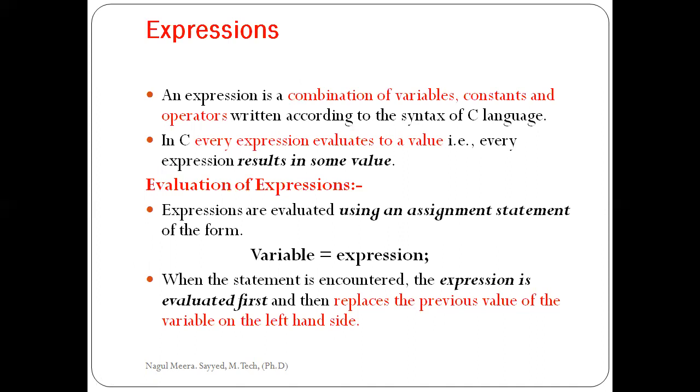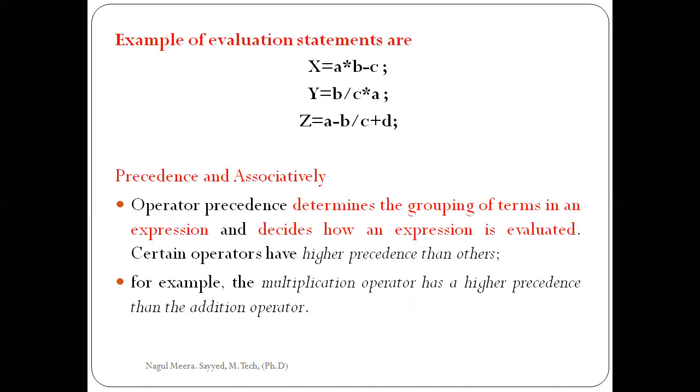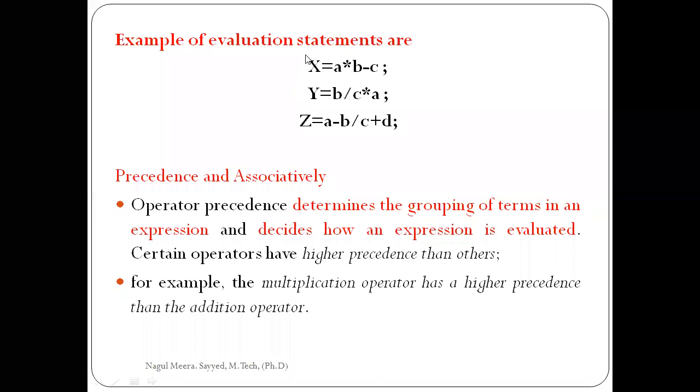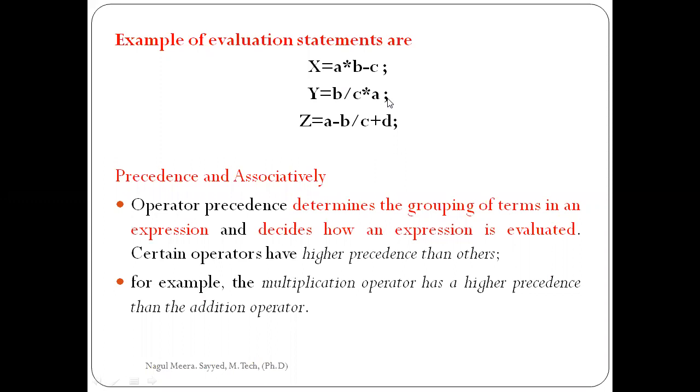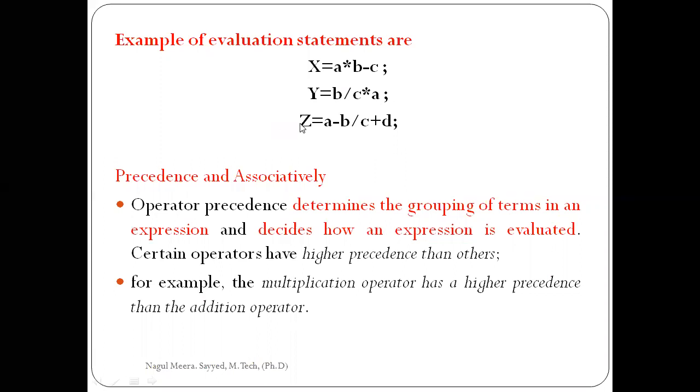Now some examples. How are these expressions evaluated here? There are some examples given. For example, x equal to a into b minus c. This is one expression, nothing but a statement. Y equal to b by c into a. This is one expression. Z equal to a minus b by c plus d. This is another expression. These all are different types of expressions.